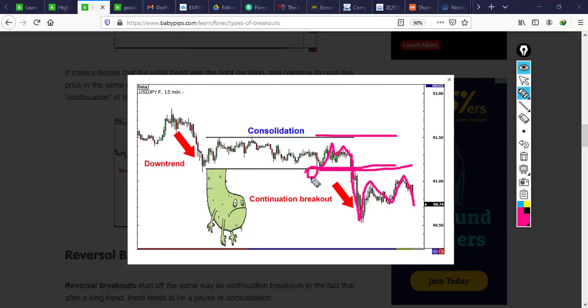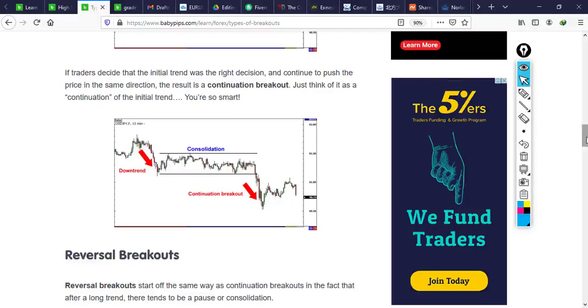Once price moves away from this area downward, or from this level here downward, we say price has broken out of the range. Here is the range. Now price has broken out of the range. So this is a breakout continuation, or a continuation breakout, whichever way you want to call it. And I hope you understand this.